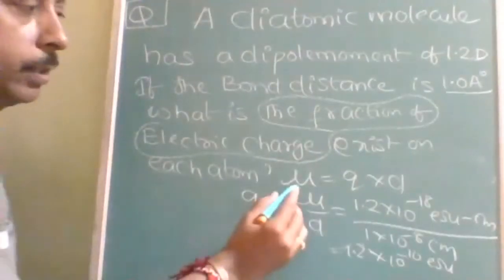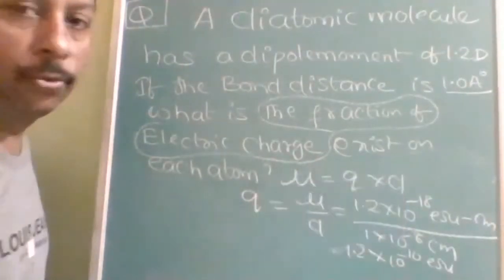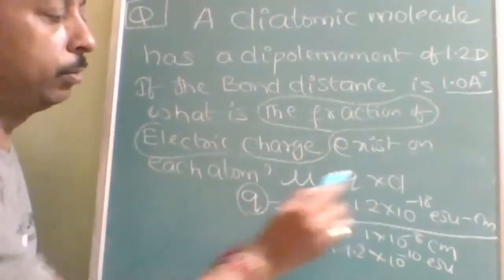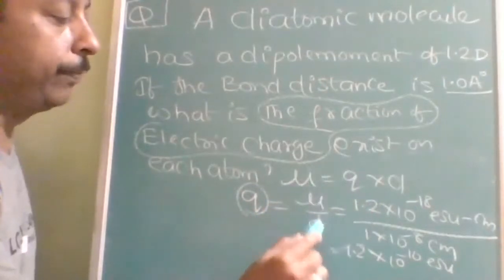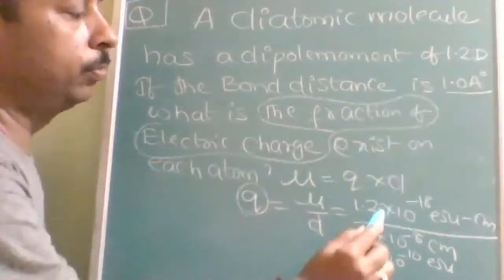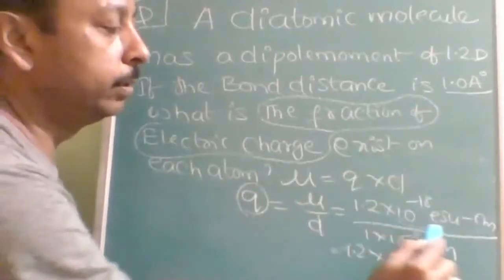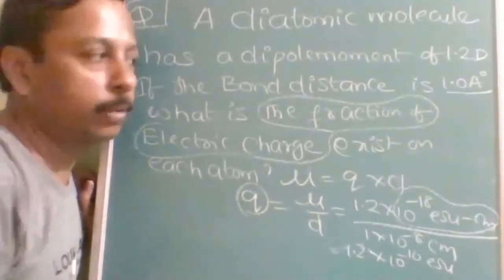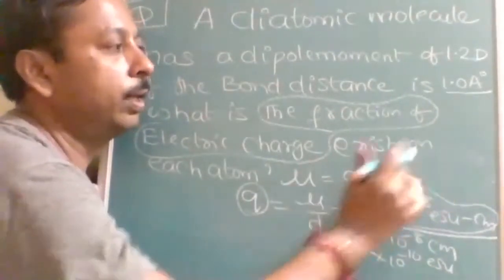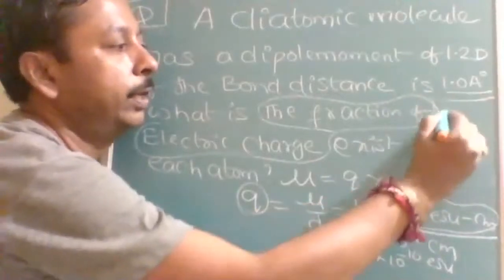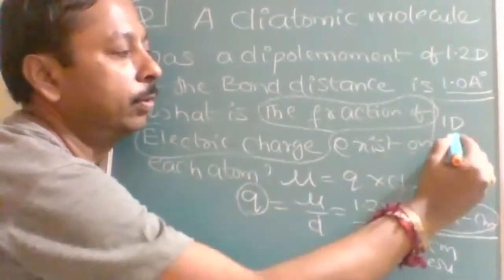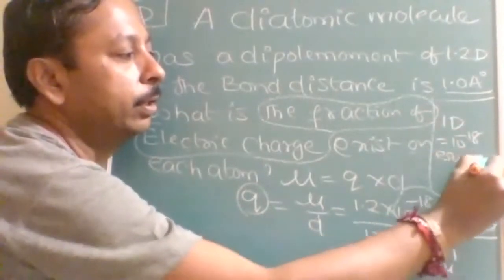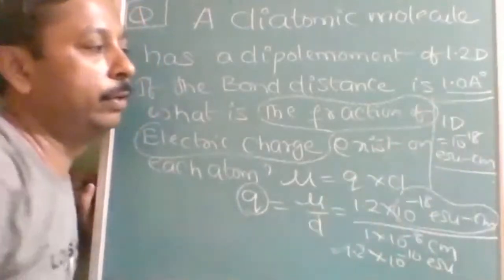Okay, see here, I am explaining clearly. Mu is equal to Q into D. We wanted to find out Q. Q is equal to mu upon D. Mu is equal to 1.2 ESU, 1 D is equal to 1 into 10 to the power of minus 18 ESU centimeter. Okay, I think I forgot to give you this formula. Note down this as a formula. This is the conversion.